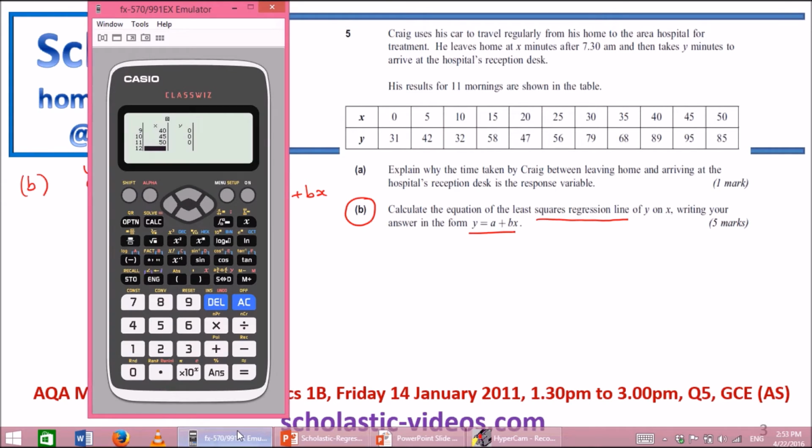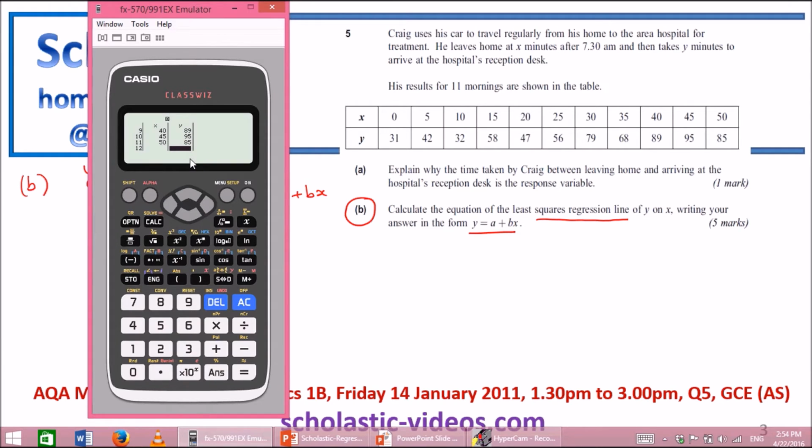Now we go up again to enter the y values. Please note that you should always enter them in the corresponding order. For x equals 0, y is 31, enter. 5, 42. Please be careful here, otherwise if you enter wrongly you might not get the answer. 10, 32. 15, 58. 20, 47. 25, 56. 30, 79. 35, 68. 40, 89. 45, 95. 50, 85. If you have entered correctly, you should get 11 as the last line, so all 11 values are in there.